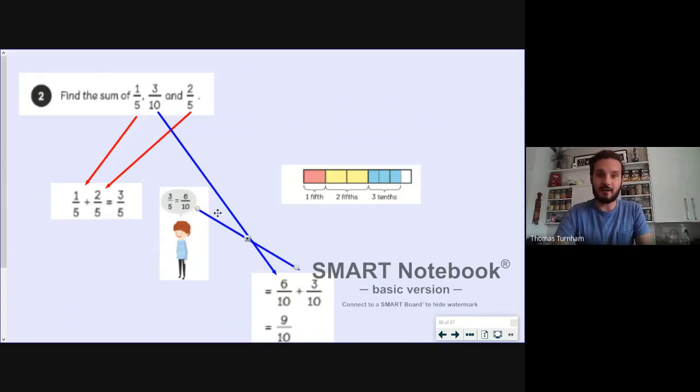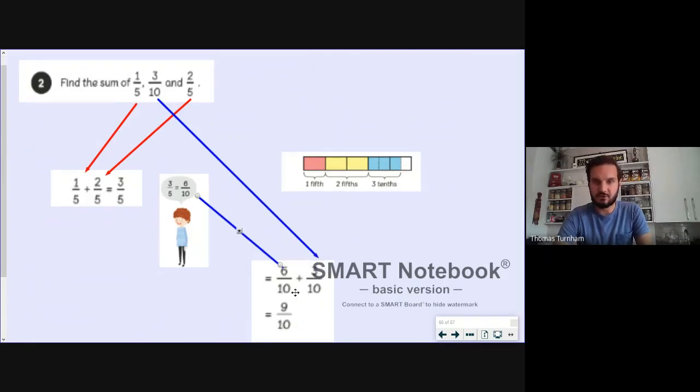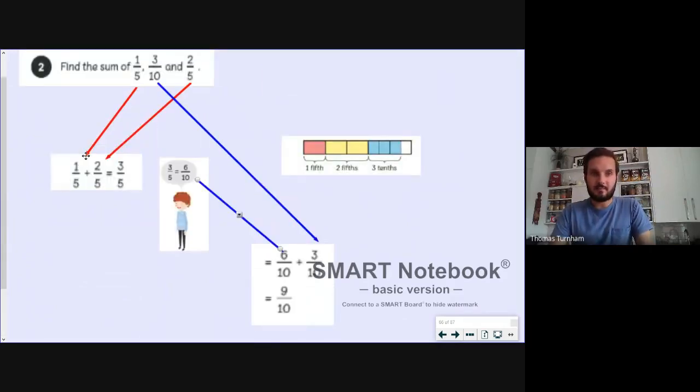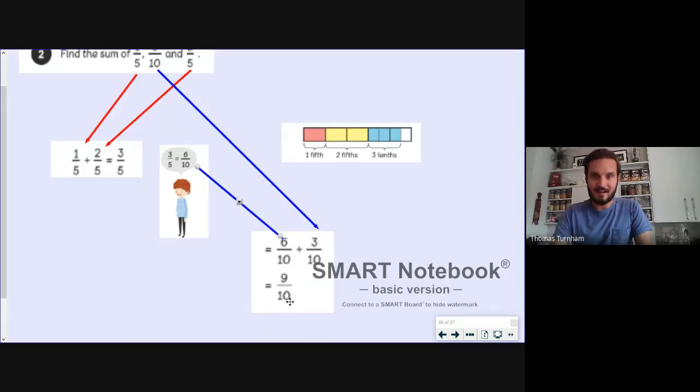So now I know that I can add 6/10 to 3/10. I've done my arrows the wrong way around here. We can add 6/10 to 3/10. The denominator is the same, 10 and 10. So it's the numerator adding. 6 plus 3 is 9. So 1/5 plus 2/5 plus 3/10 is 9/10.